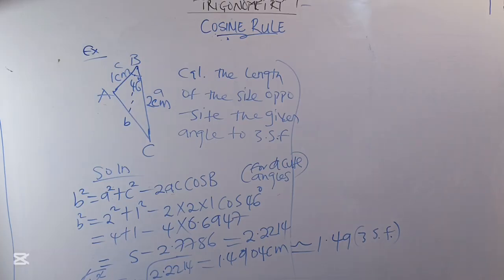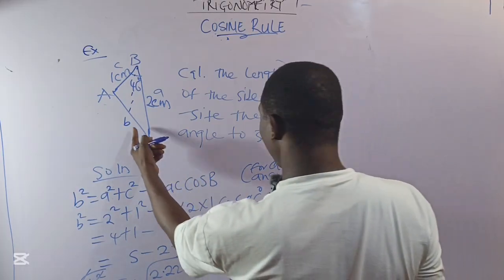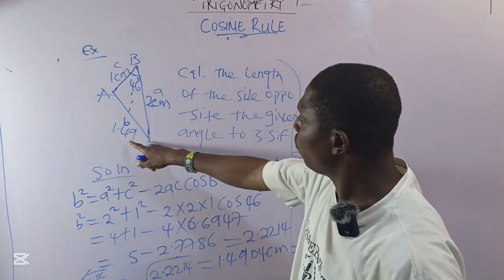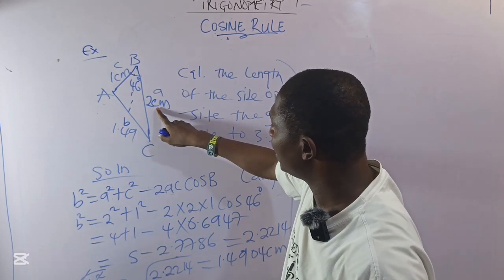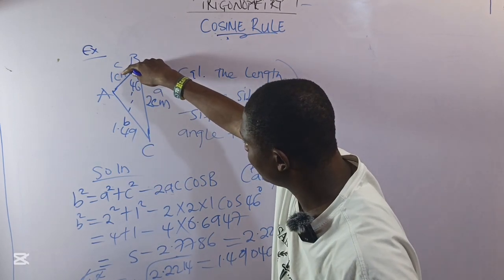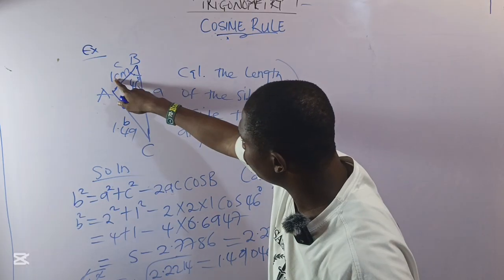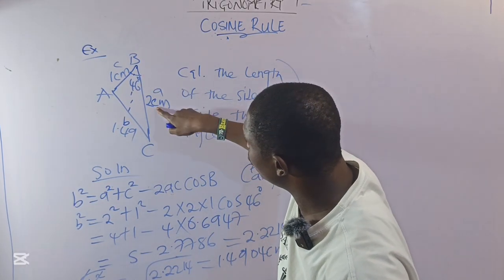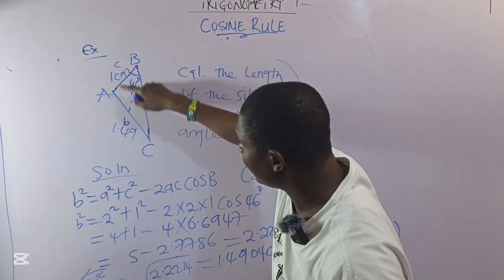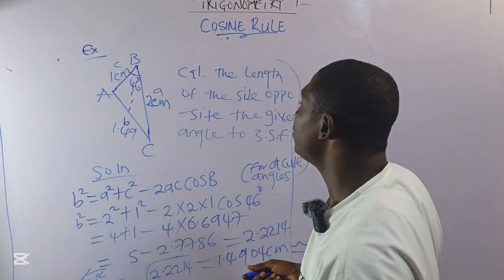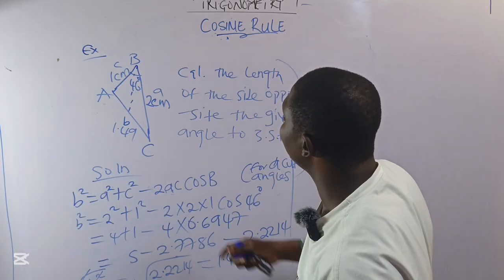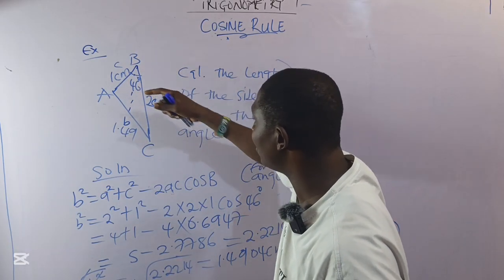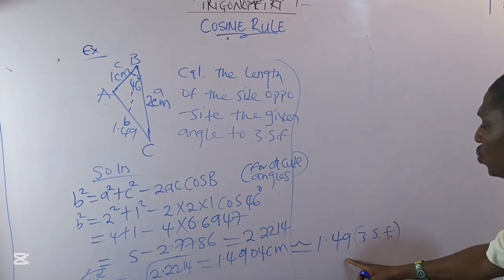Please take note. If I've gotten my b now as 1.49, check. If I add 1.49 to 1, you see that gives me 2.49, which is greater than 2. And if I add 2 plus 1 is 3, it is greater than 1.49. So the same law that holds for sine in terms of the triangle inequality theorem also holds for cosine. So this is my answer.